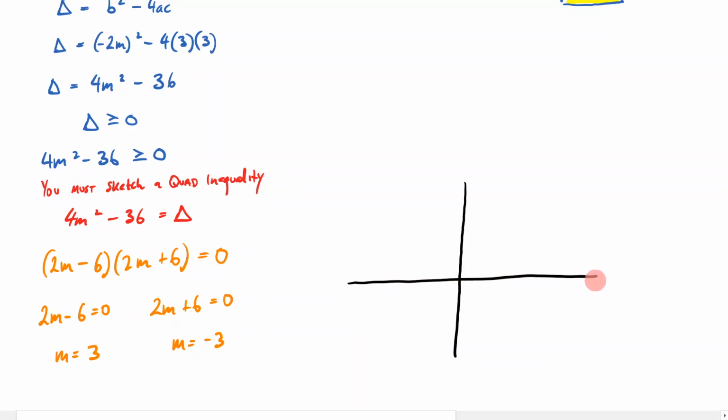Now, it's a bit confusing, but remember, the discriminant is equal to 4m squared minus 36. So my y-axis is the discriminant. So the vertical axis is the discriminant axis, and this is my m-axis. I know that I have intercepts at negative 3 over here and 3 over there. I then can give this thing a sketch. So it's going to look like this. Like that. Not the prettiest graph in the world, but that's okay. We're not being judged on how pretty our graph is.